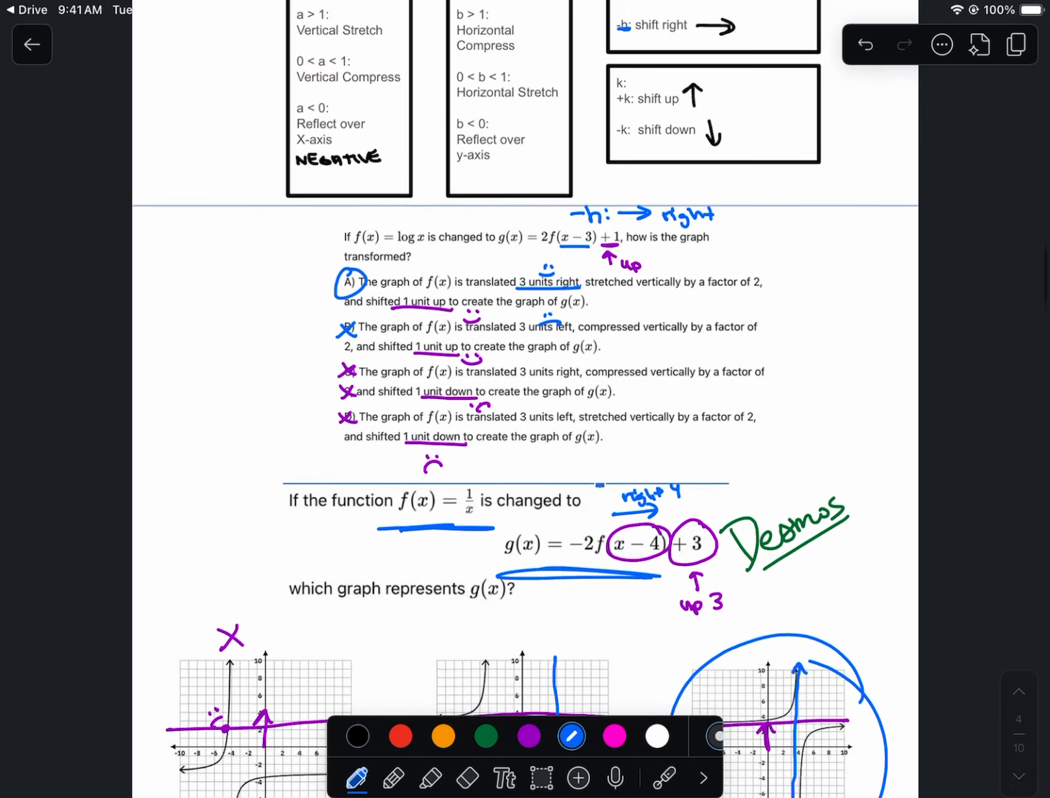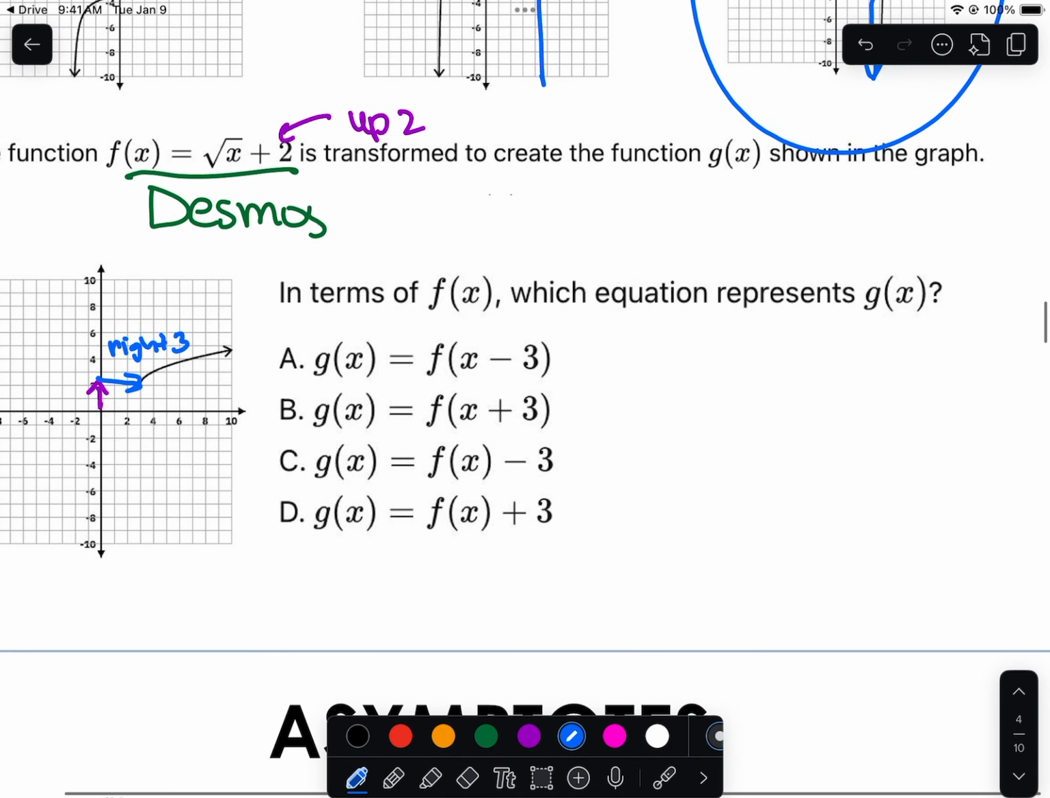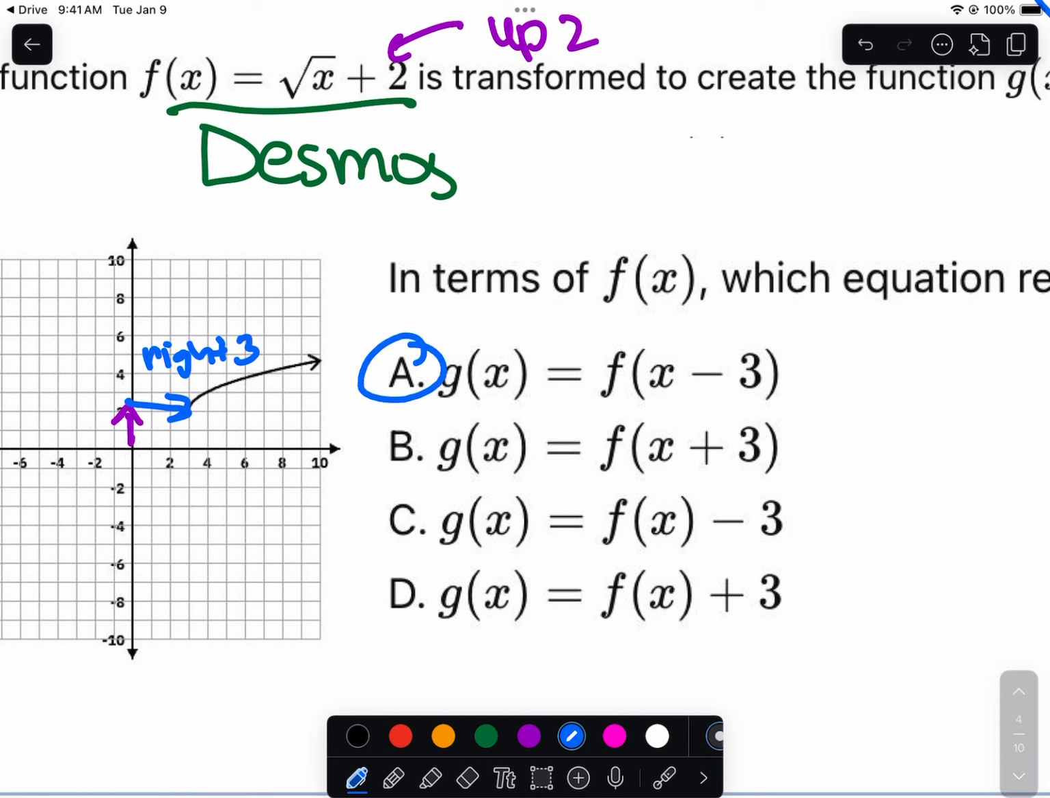So when I go back up to my equations, well, right 3 is going to be h, so we're looking for inside the parentheses, and it's got to be negative. So I'm looking for minus 3, which is going to give us A. This is going to be right 3. Answer choice B would have been to the left 3. Minus 3 on the outside is down. This would have been plus 3.